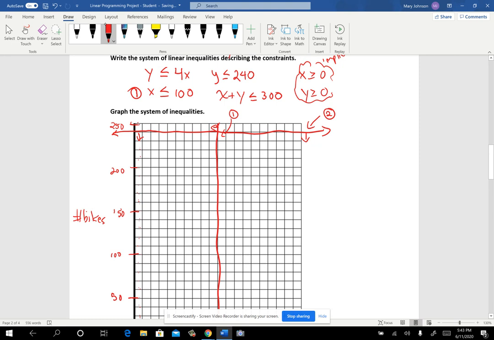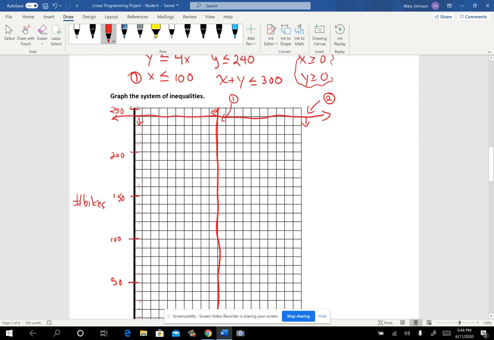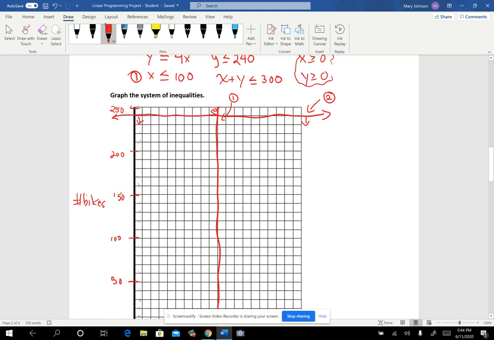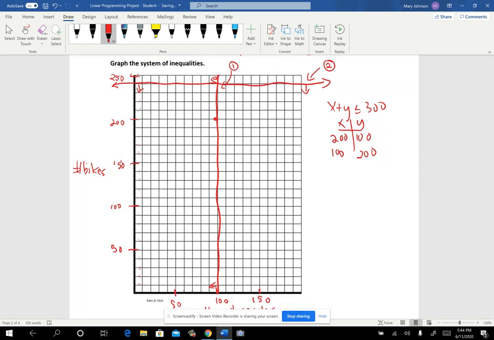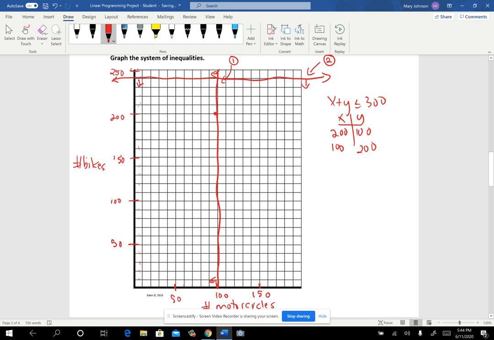All right, now for X plus Y less than or equal to 300, I might have wanted to use the intercepts, but it would be off the screen. So I'm just not going to. For that one, I'm just going to graph some points. If X is 200, Y would be 100. If X is 100, Y would be 200. So there's a couple points I can use to get that line. So 200, 100 is a point I know is on it. And then 100, okay, 100, 200, I should have said, is a point on it.